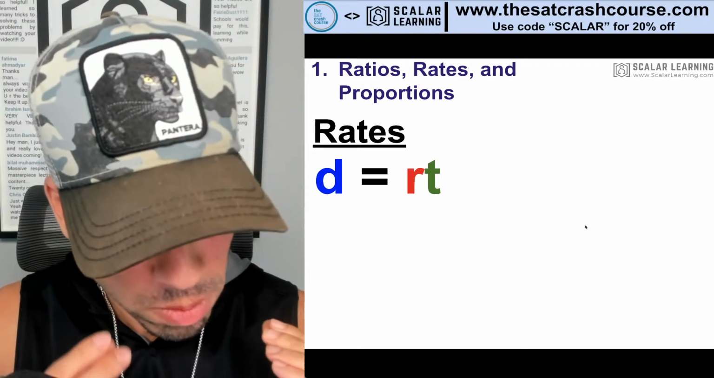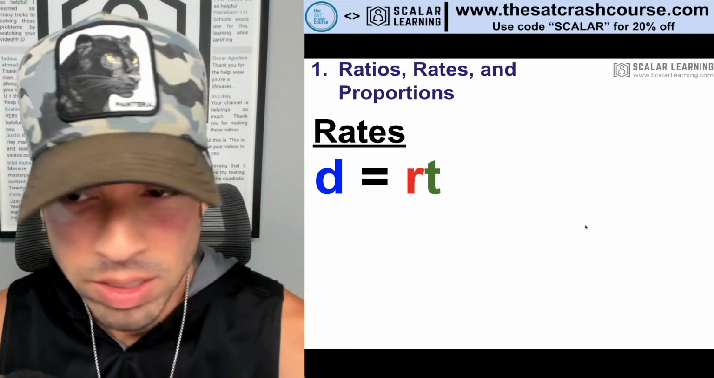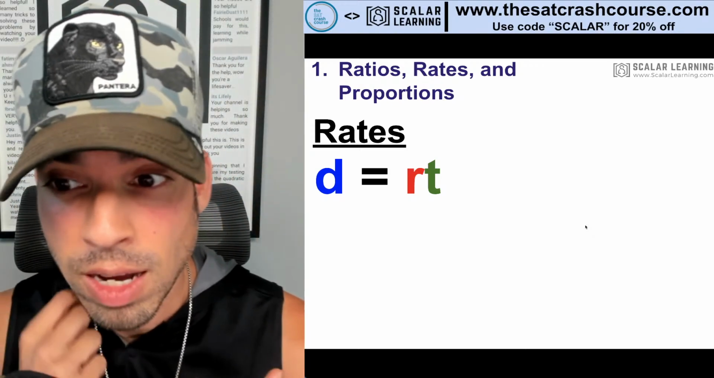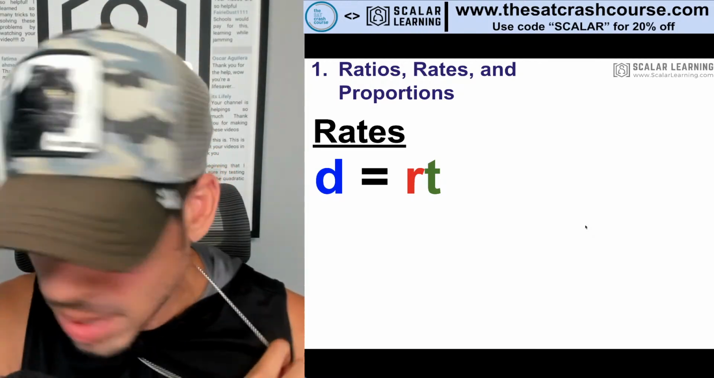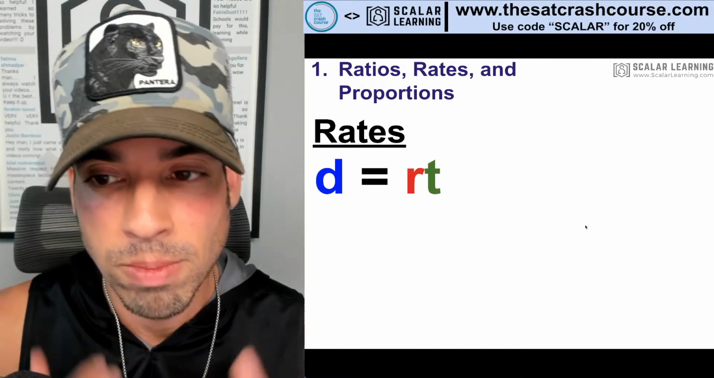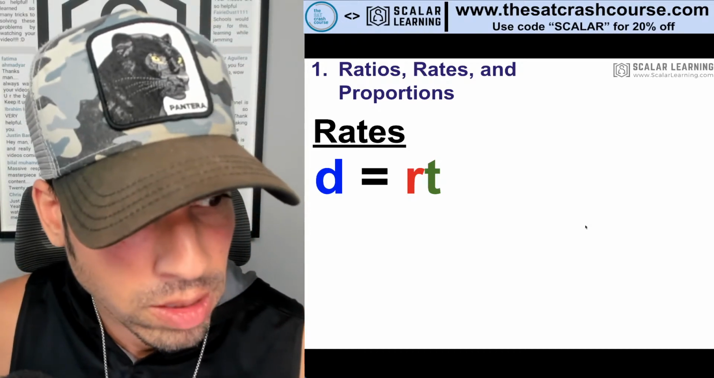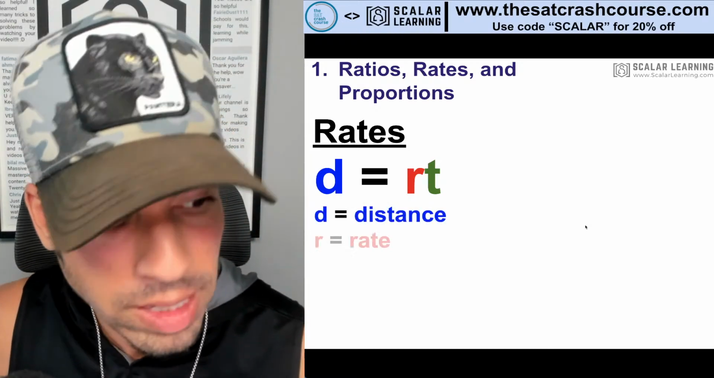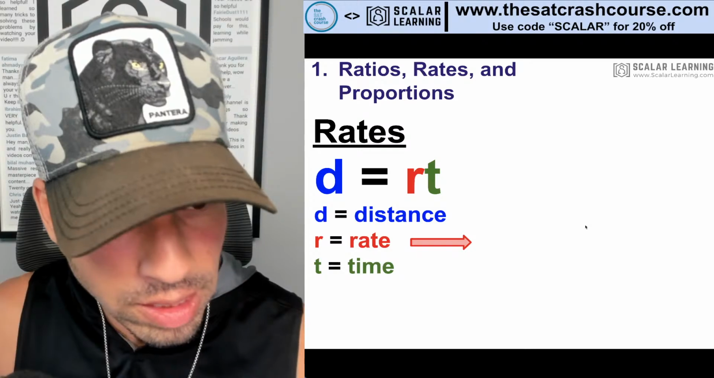It's the ultimate formula that we want to keep track of when we're thinking about distance relative to rate relative to time. And I know it seems like a simple formula, but man, it really does help, especially with some of these complicated distance, rate, and time questions. So again, D stands for distance, R stands for rate, and T stands for time.